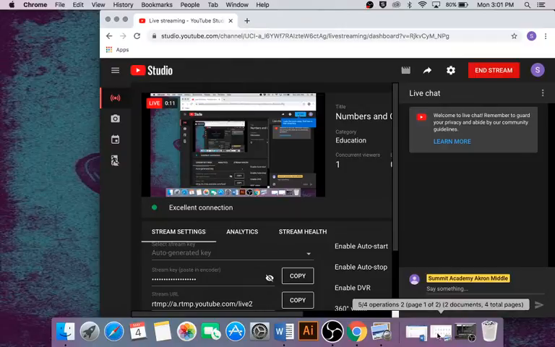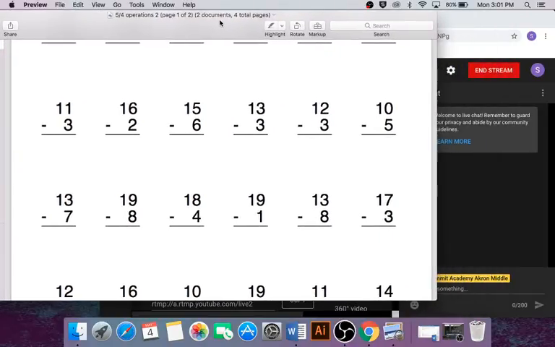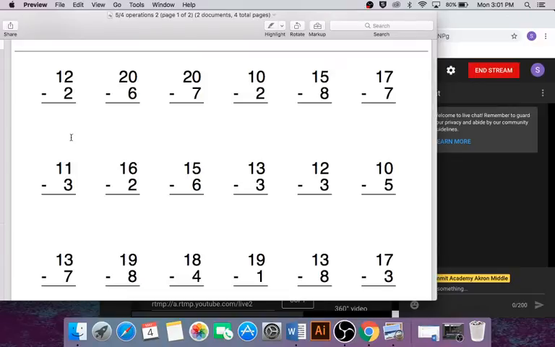Today I want to start with going over subtraction with two-digit numbers from one-digit numbers. And then if we have time, I'm going to look at adding three-digit numbers with you. So our first example is 12 minus 2.